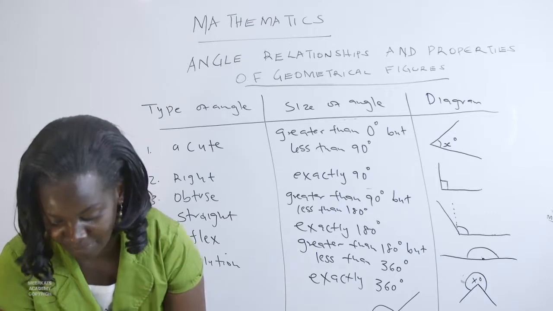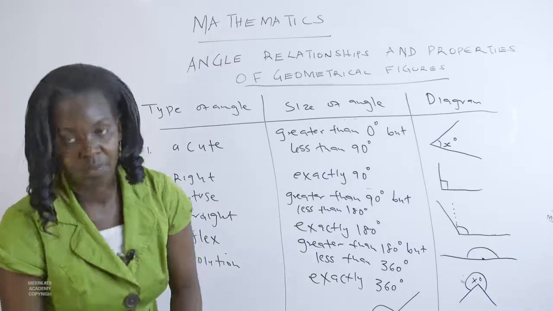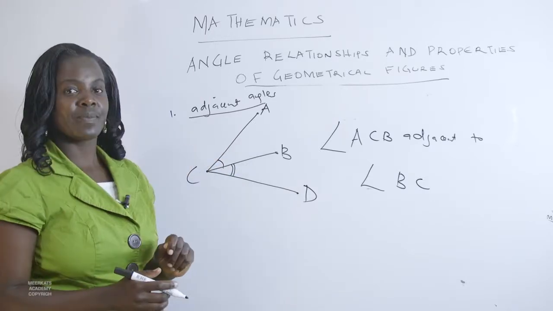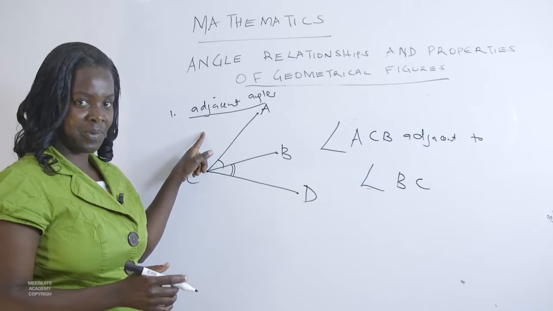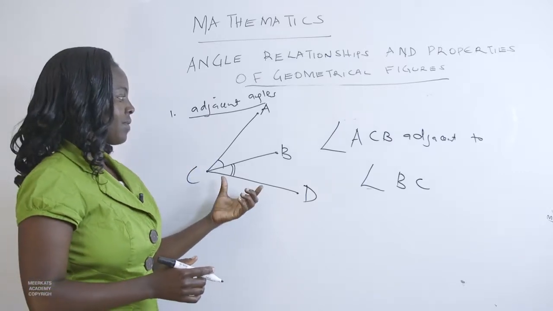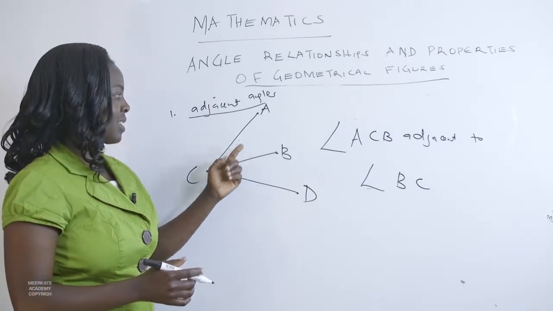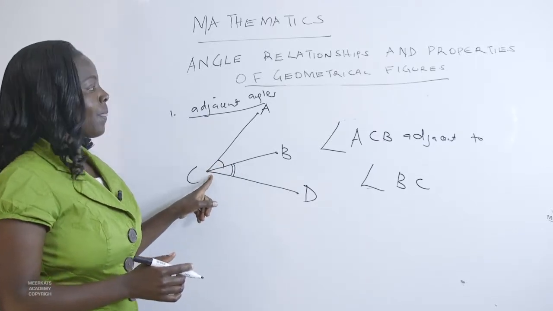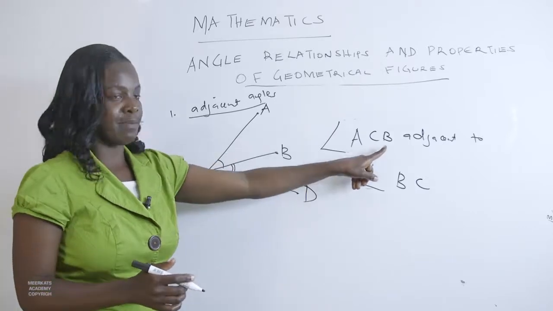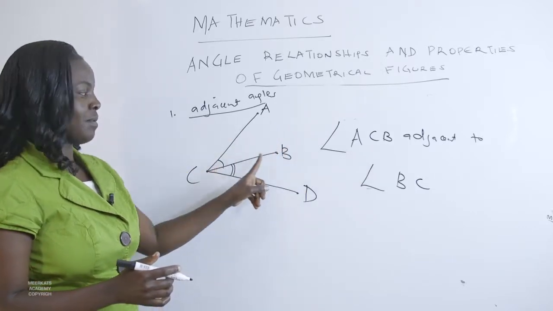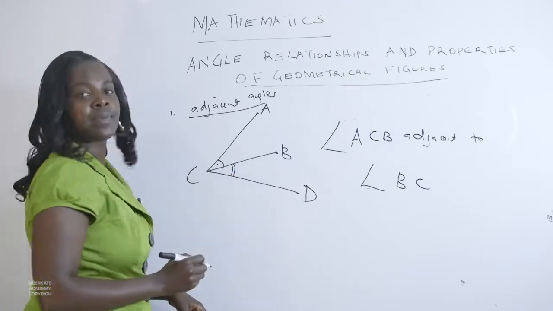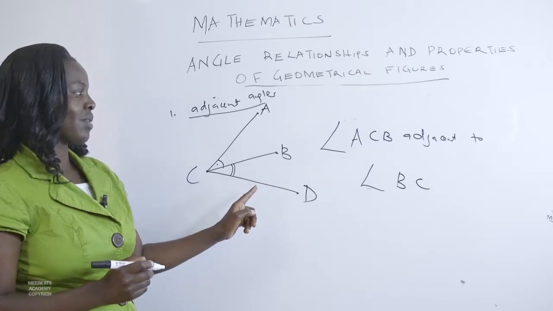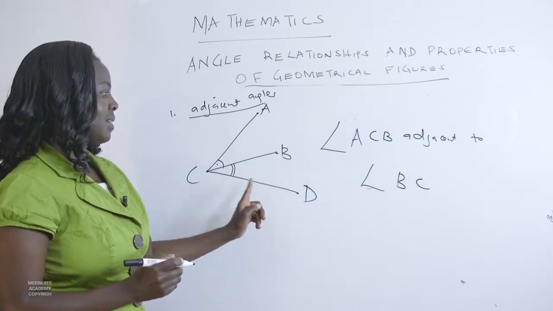Let's look at examples. We also have other types of angles, and one of them is called adjacent angles. We have these angles here that are formed by joining these three lines at a vertex, and they meet at the vertex C. We have angle ACB. We are talking about this angle here. Angle ACB is said to be adjacent to angle BCD.